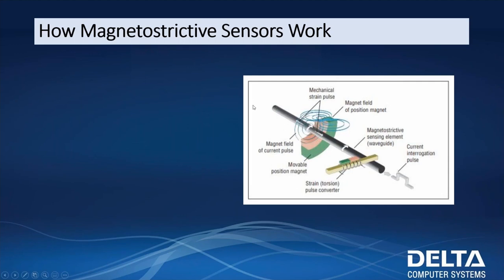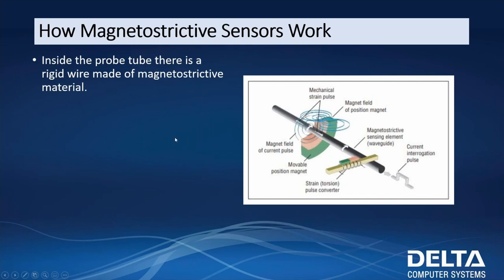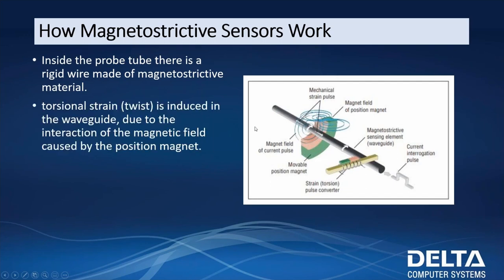So here's a nice little cutaway of a magnetostrictive sensor. Inside the probe, there's a rigid wire made of magnetostrictive material. So you've got a little wire that's inside this probe here. Torsional strain or twist is introduced in the waveguide. This is from this magnet here that's going to be moving, and it's going to be telling us the position. And that twist induced on the rigid magnetostrictive material here is carried down.